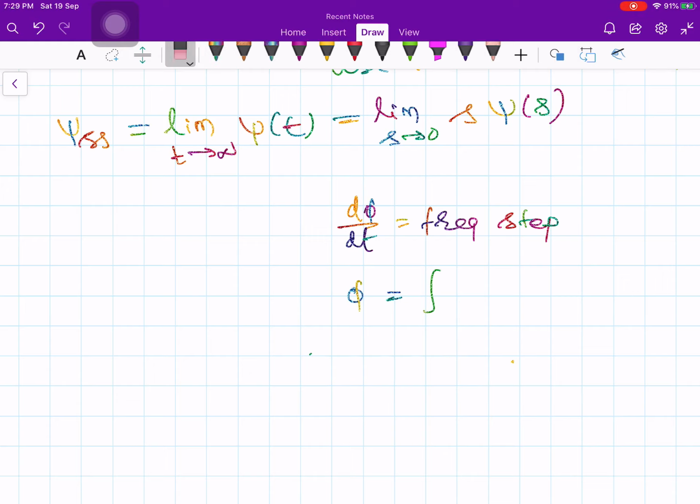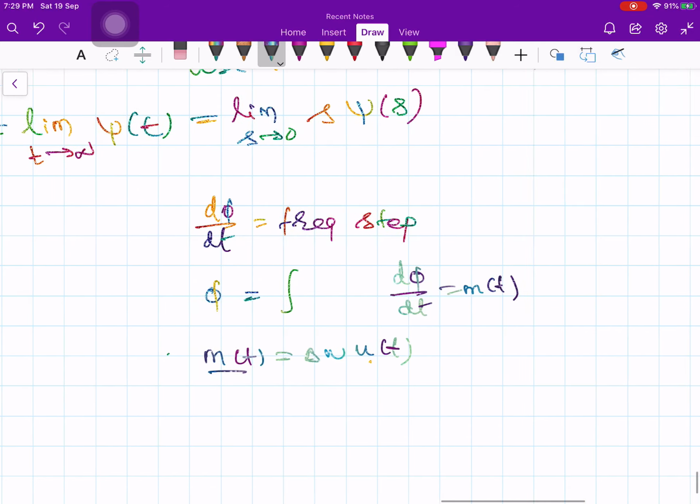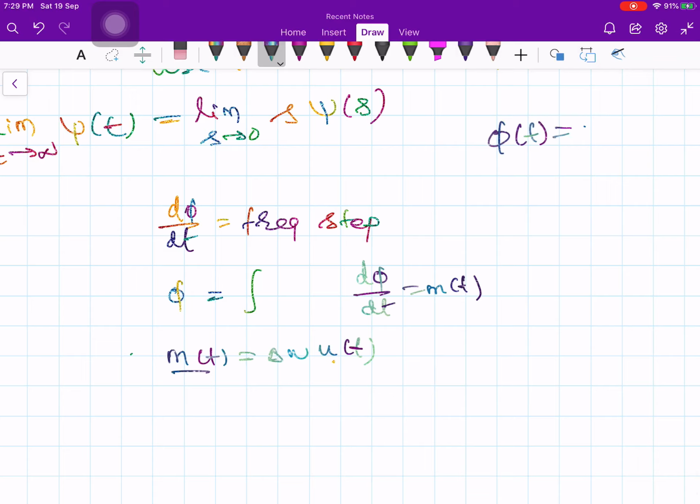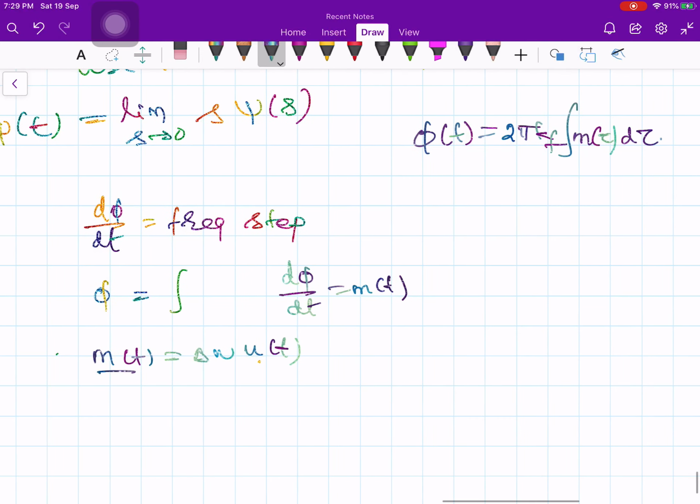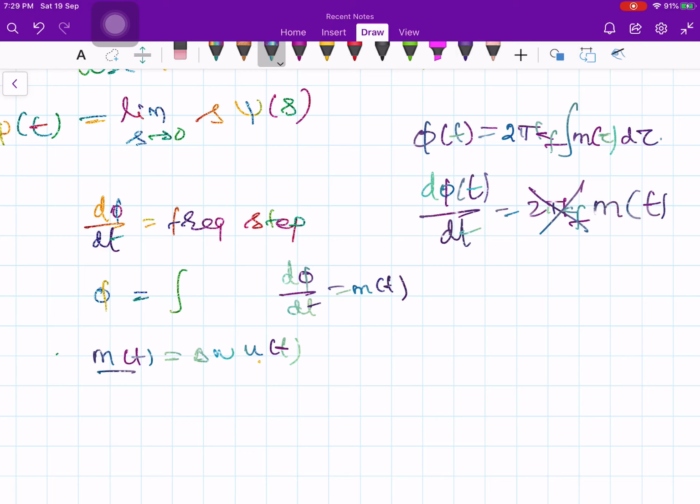So we are applying the input m of t equal to delta omega times u of t. What is the relation between m of t and phi of t? D phi of t by dt is equal to m of t. Recall this relation, because phi of t is equal to 2 pi kf times the integral of m of tau d tau. D phi of t by dt is equal to 2 pi kf times m of t. Now forget about this constant. My m of t is delta omega times u of t. Therefore, what is the Laplace transform? Let us say capital M of s is equal to delta omega divided by s.